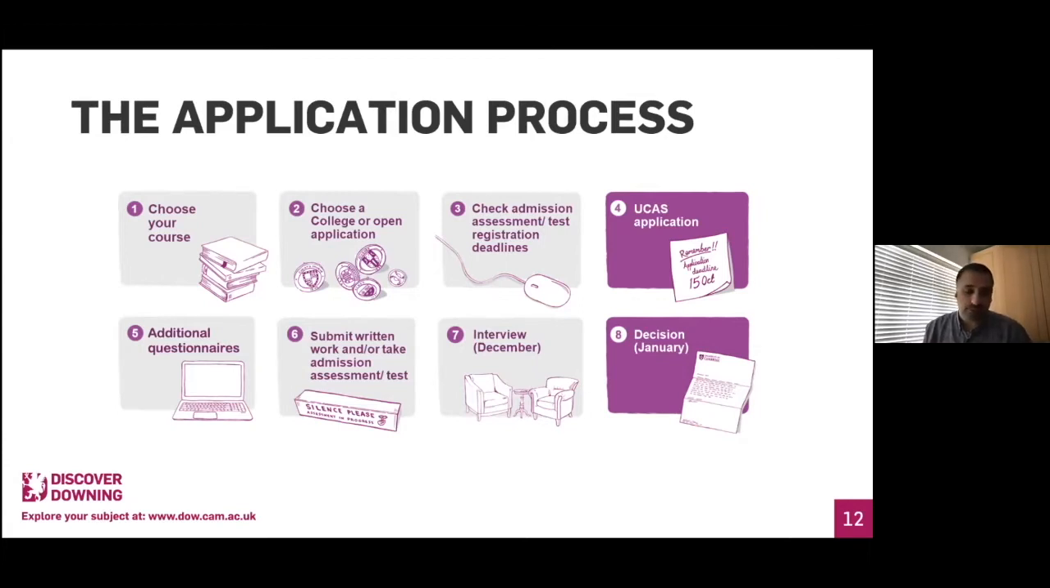Other examples are, you might want to talk about some extenuating circumstances and let the university know about those. In the additional questionnaire, this is an opportunity for you to tell us a little bit more about those and tell us why that's impacted your studies.